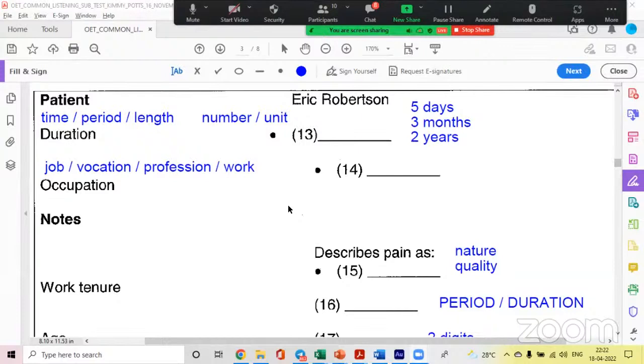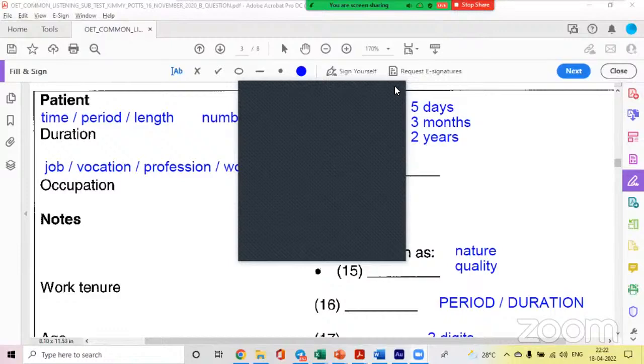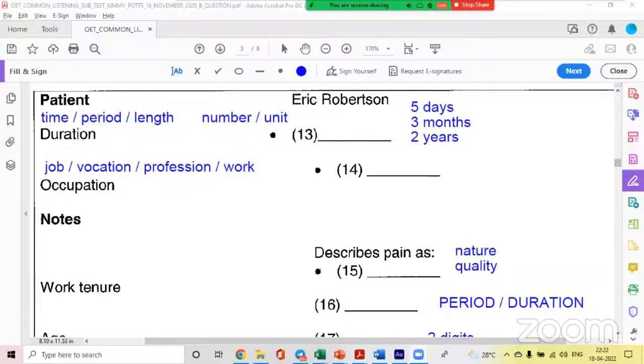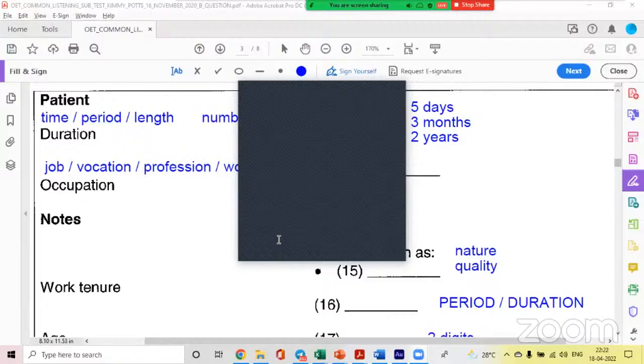Okay, so 8 students have given the answer. Yes, 1 year, 7 months, 2 months, 6 months, 5 months. Okay, very good. Now question number 14.